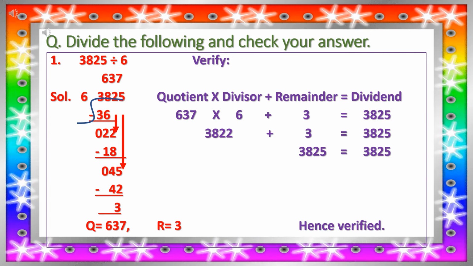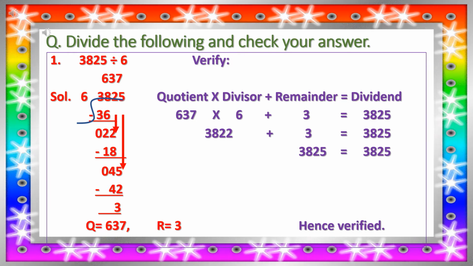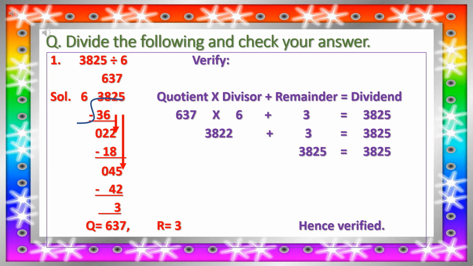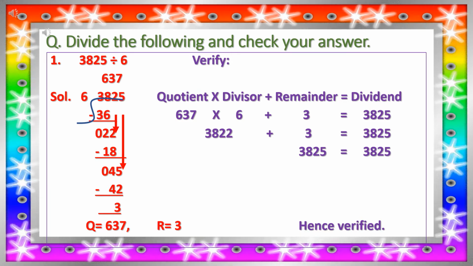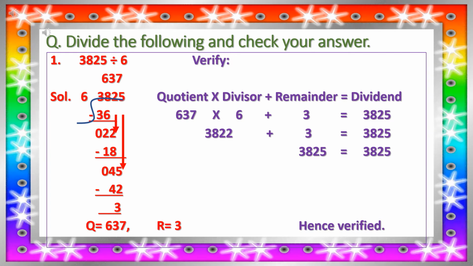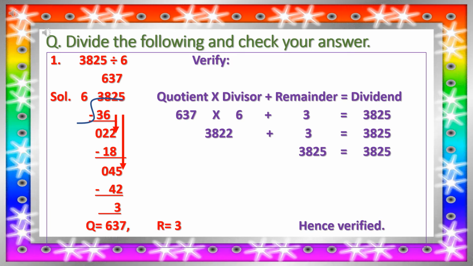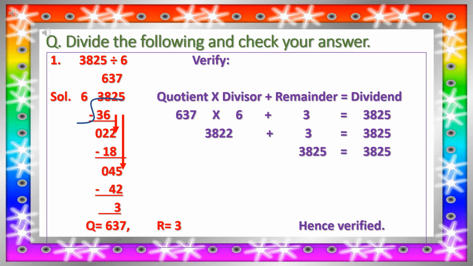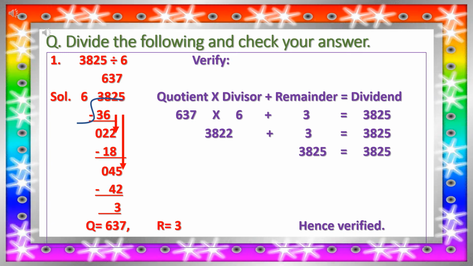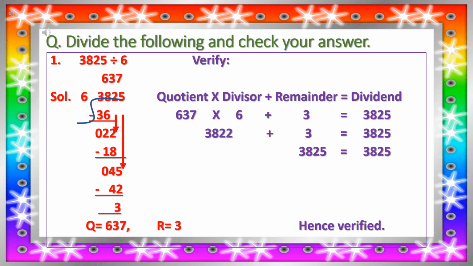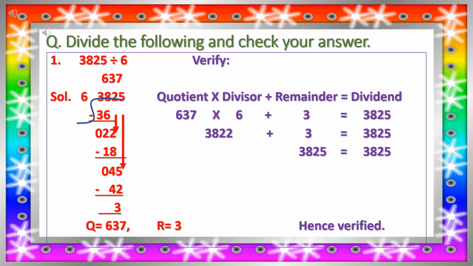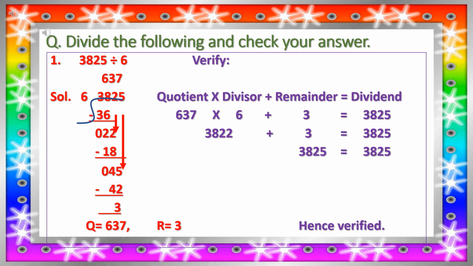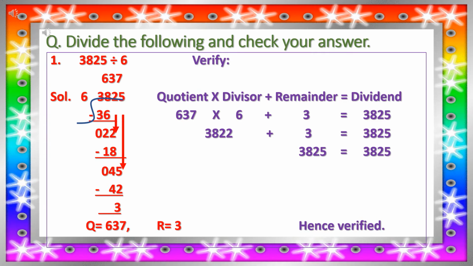Now let's verify our answer, means let's check our answer. For this we will use the formula quotient multiplied by divisor plus remainder is equal to dividend. Quotient is 637, divisor is 6 and we have got the remainder which is 3. So 637 multiplied by 6 plus 3 should be equal to 3825 which is dividend. So let's check by multiplying 637 and 6. We will get 3822 as product.